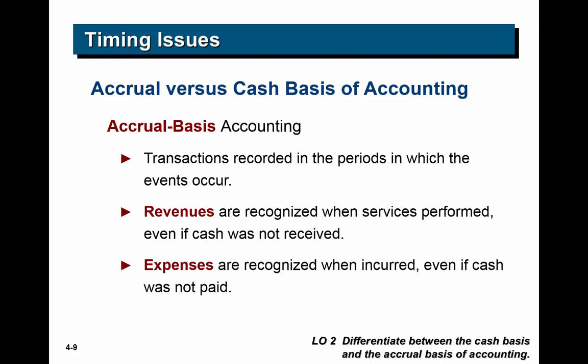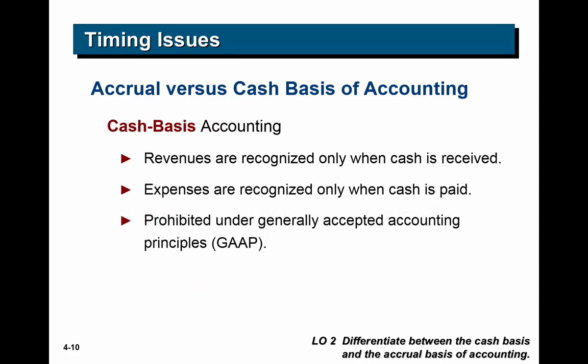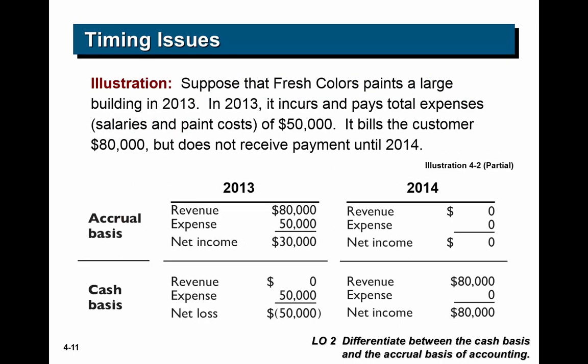Maybe that's an even clearer restatement of what I just said. That's what we do in accrual-based accounting. In cash-based accounting, they recognize revenue only when the cash is received, and expenses are recognized only when cash is paid. These are prohibited under GAAP. The IRS will actually allow certain businesses to still use cash-based accounting, especially very small businesses, but pretty much everybody uses accrual-based accounting.